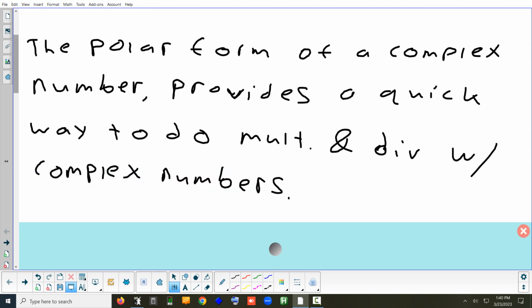So the polar form, or I say polar or trig form, it means the same thing. So don't be confused whichever way you say it. The polar form of a complex number gives us a quick way to do multiplication, division, and exponents. We are going to look at exponents as well.